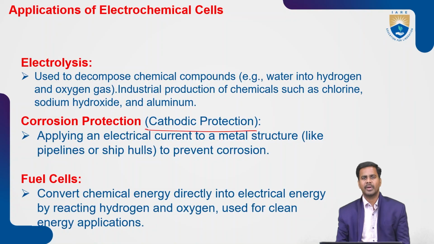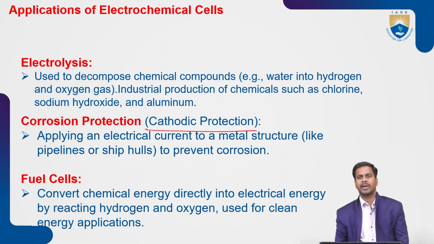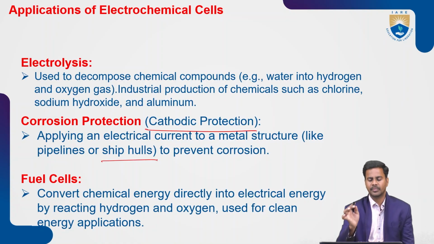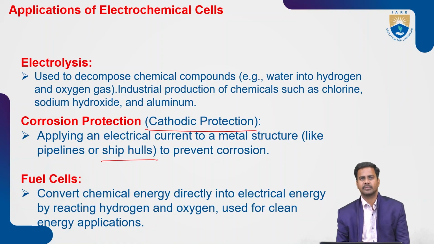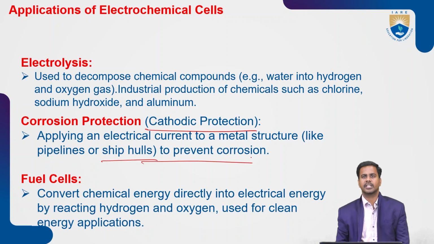Whatever metal we are going to protect from corrosion, that metal is made into the cathode. So an electrical current is applied to metal structures like pipelines and ships to prevent the corrosion process. This is the best example of cathodic protection methods. There also we use the electrochemical cell principle or construction.